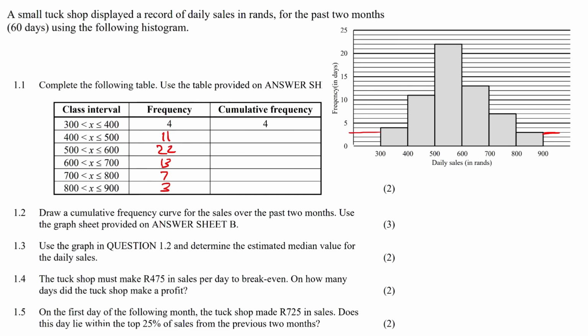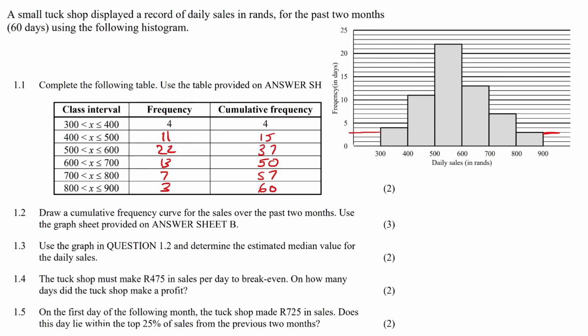Now, if we go and then do the cumulative, well, this is 4 plus 11, so that's going to be 15. 15 plus 22 is 37. 37 plus 13 is 50. 50 plus 7 is 57. And 57 plus 3 is 60. And they said 60 days.